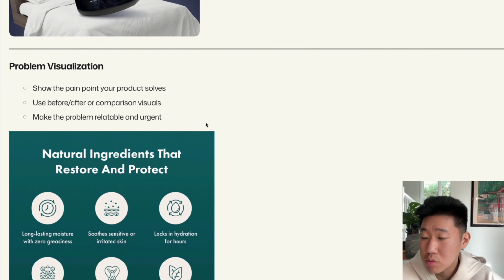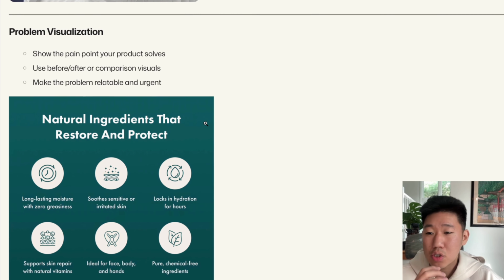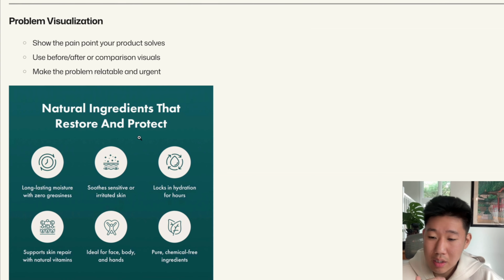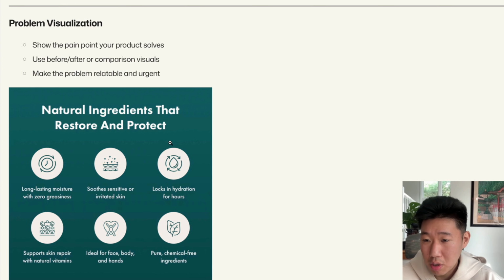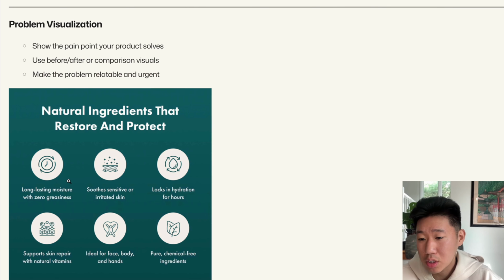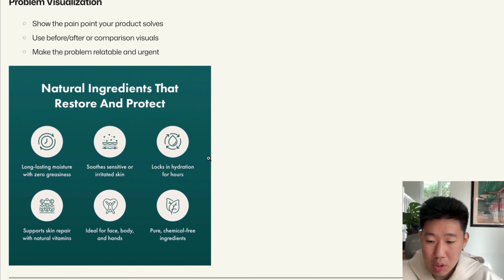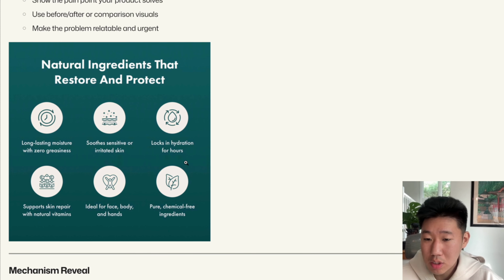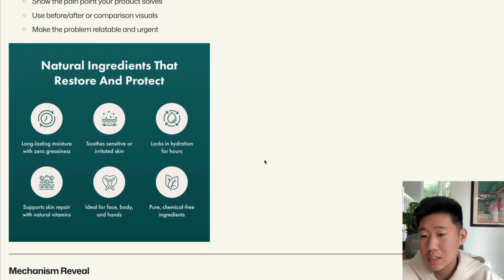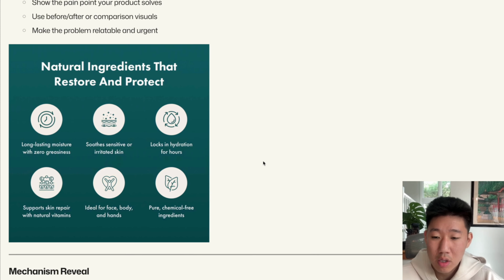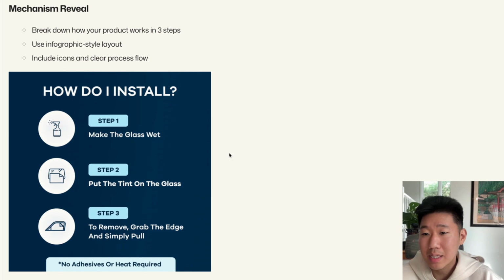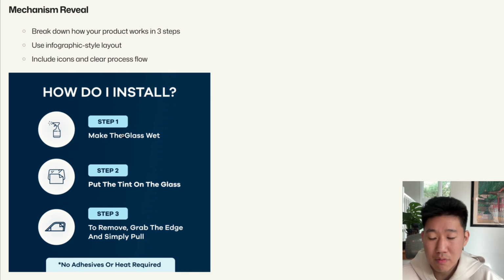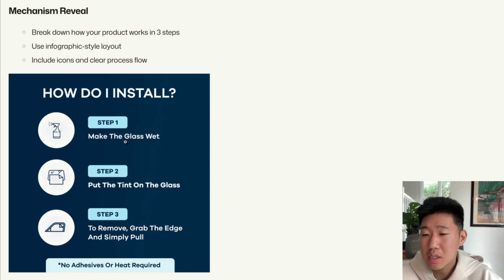Second thing is the problem visualization. It's similar to the first one, but it's deep diving into the main benefits and the solutions you're offering. So making the problem relevant and urgent and providing basic, quick, scannable information that communicates what you can do and how you can solve the problem for your customer. Mechanism reveal is again just a basic how it works, typically 3 steps. If you need more or less, doesn't matter, but it's just a really simple infographic style layout.